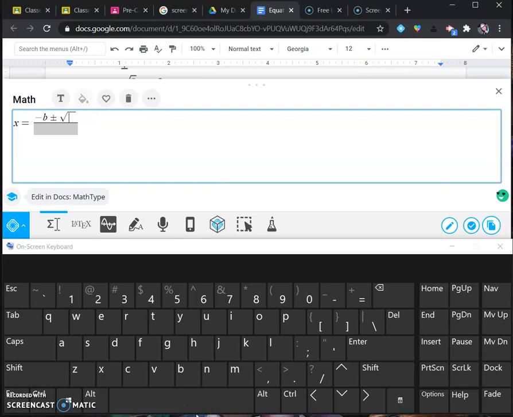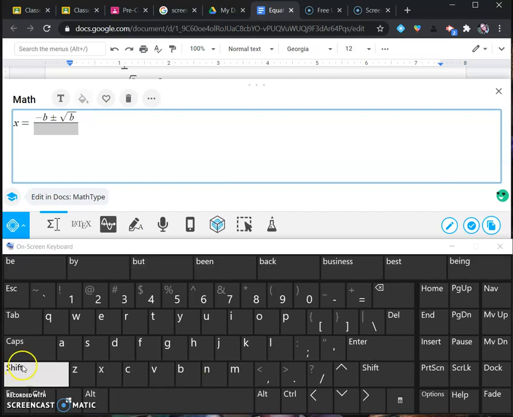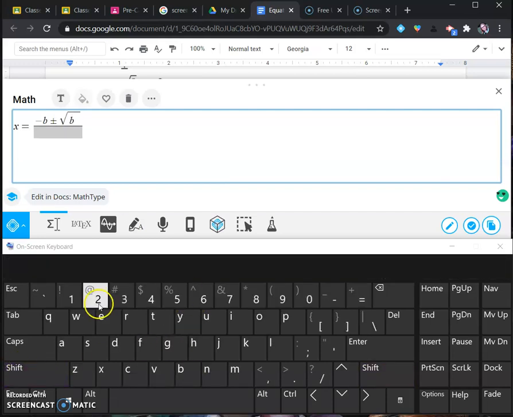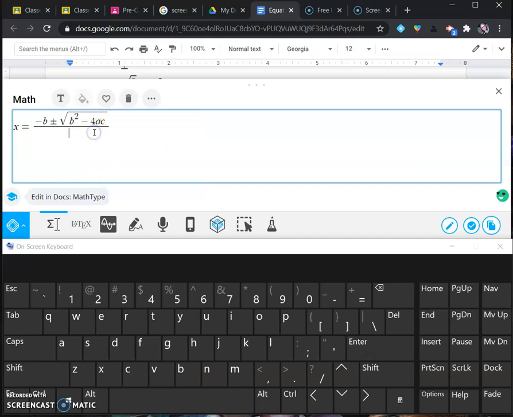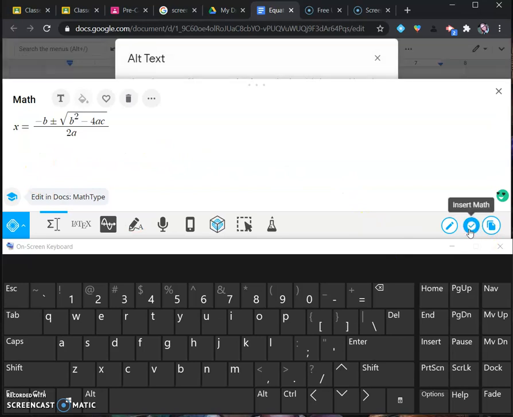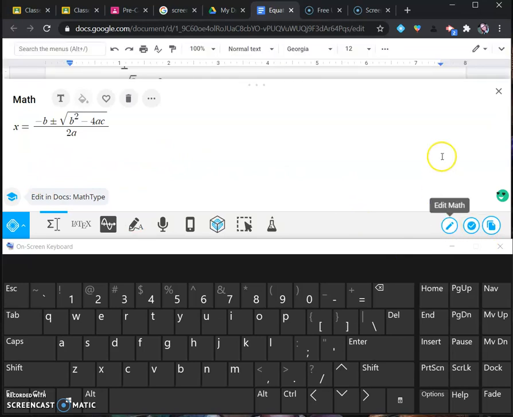X equals -b plus or minus the square root of b squared. So b to the power of 2. Oops, b to the power of 2. There we go. Minus 4ac. Just click down here to get to the denominator. And this is all over 2a. So that is how you would type in the quadratic formula. Checkbox, and there you go.